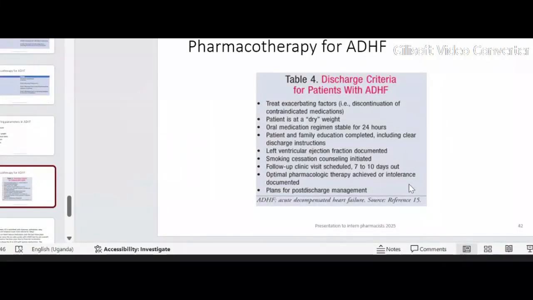Optimize guideline-directed medical therapy. We say titrate the doses to the targeted doses as seen to be beneficial in clinical trials. Then talk about post-discharge management. How are they going to live at home? Where are they going to access any minor care that they might need? If they're going home on IVs, where can they get the care from? If they need a refill for some medication, where can they get it from? Is there some cardiologist where they come from that they can keep visiting? These are things we talk about with the patient.